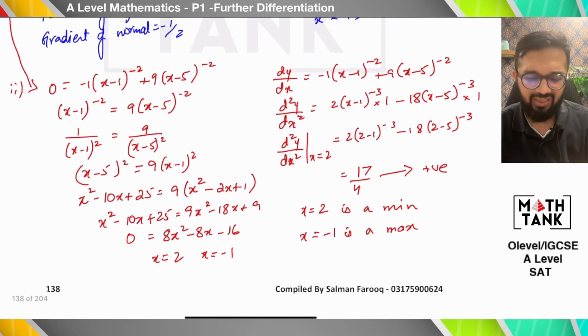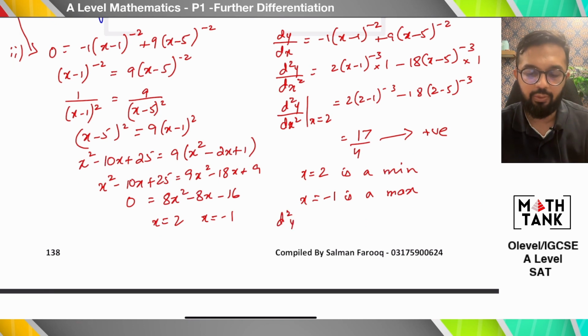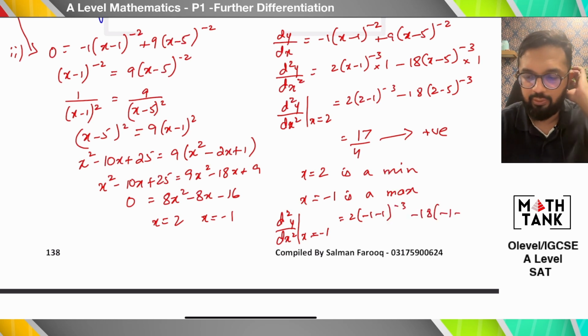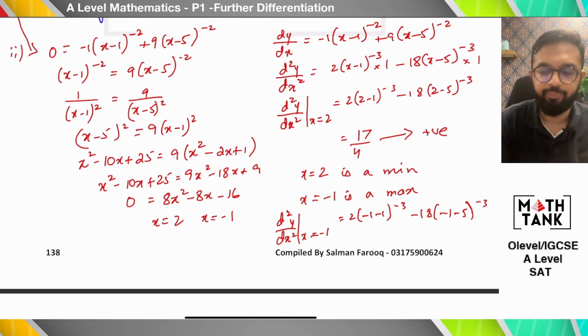Okay, justifying your answer. If it says justify your answer, then you should do this. Minus 5. Okay, so this will turn out to be a negative number.